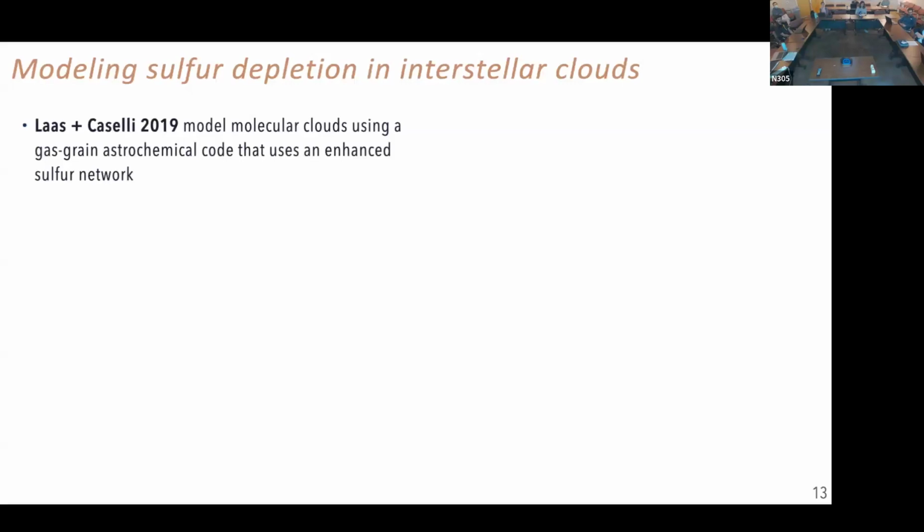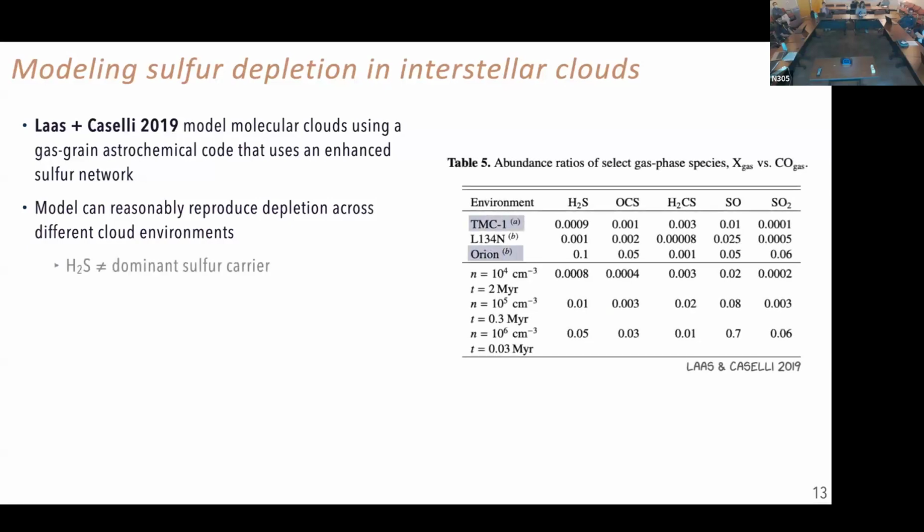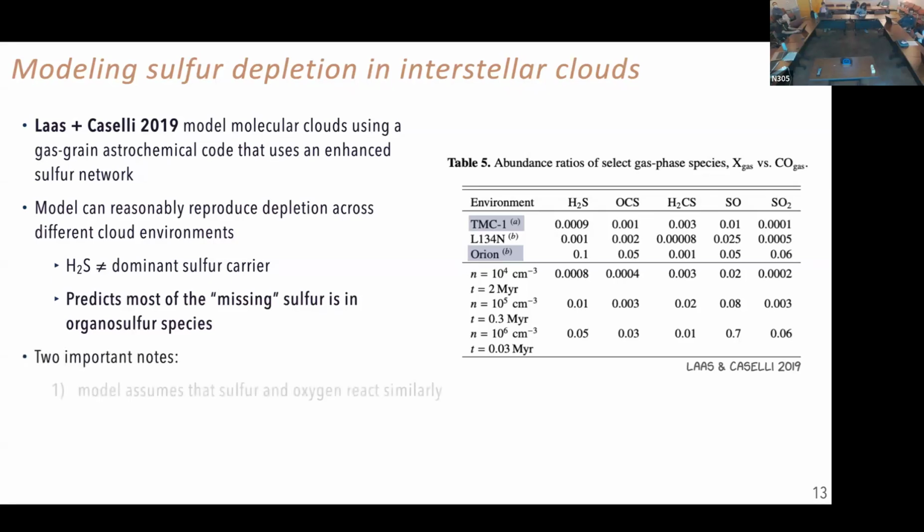And so the most complete gas-grain reaction network is Laas and Caselli 2019, where they include both gas and grain surface chemistry. And they can reasonably reproduce the depletion across different cloud environments. So I include 2 of them that I included in the first graph where I illustrated the depletion. Notably, they don't find H2S as a dominant sulfur carrier. They predict that most of the missing sulfur is in organosulfur species, but there are 2 important caveats.